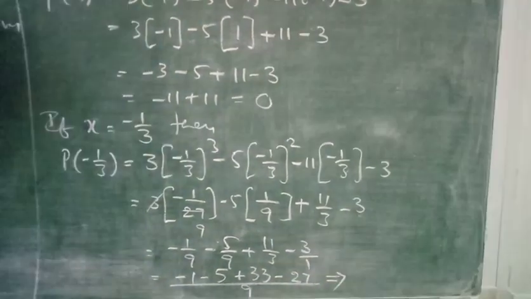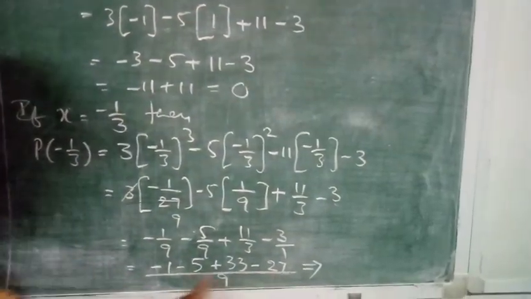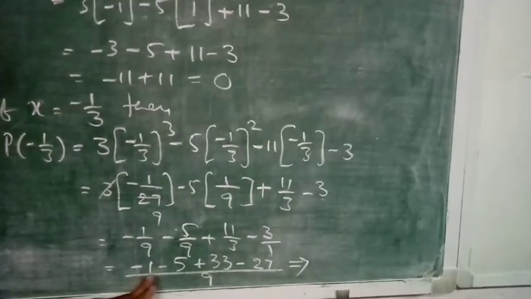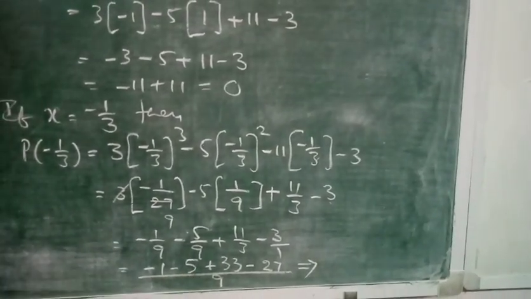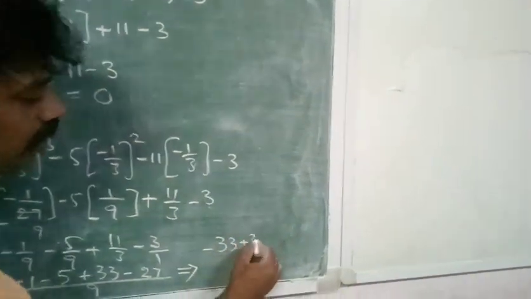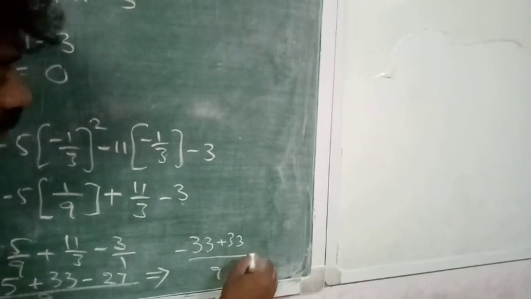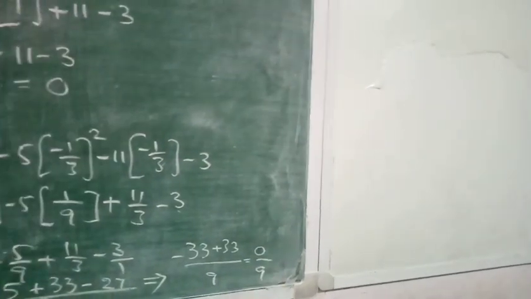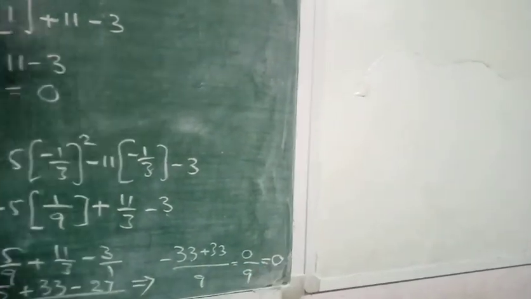So finally what do you get? Minus 27, minus 1, minus 28, and then minus 5. So totally you get minus 33. And here plus 33 is there, so divided by 9, which is equal to 0 by 9. 0 by 9 is nothing but again we get 0.